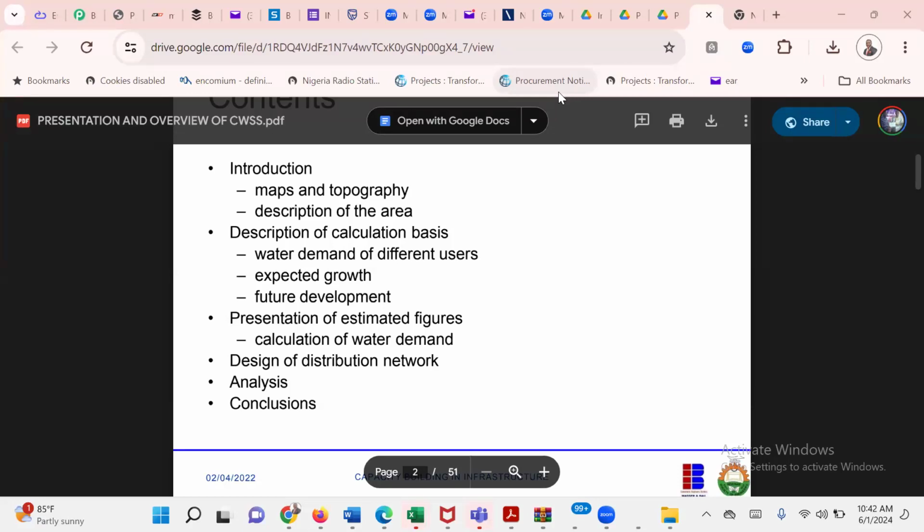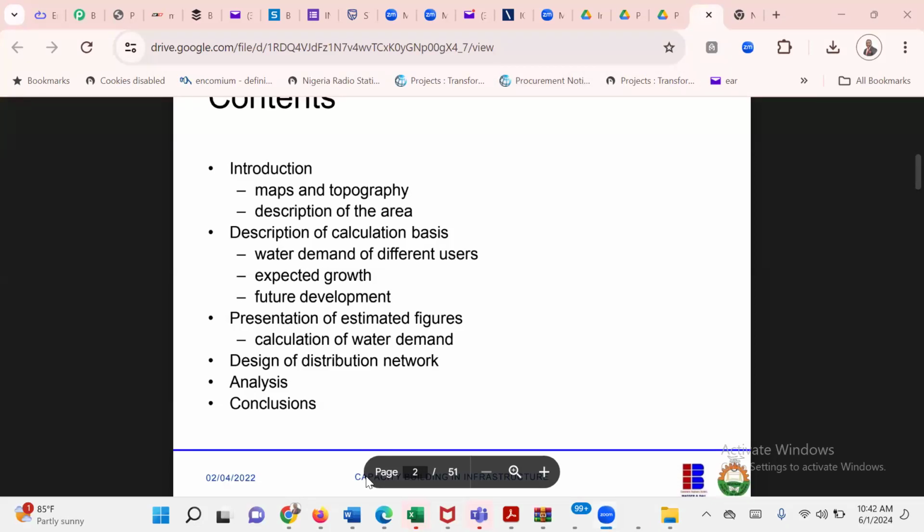Okay, after that, you now go to desk work. You now start your design by presenting all the figures you have gathered. And what are those figures you need in a water reticulation design? If you want to design a water facility, I want to share something.